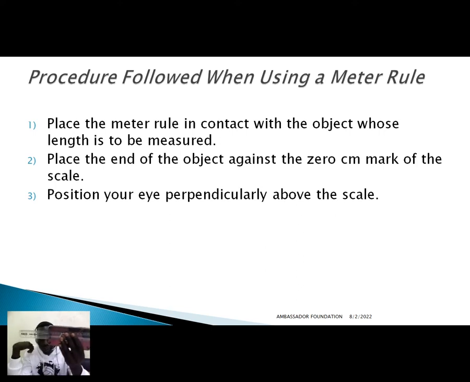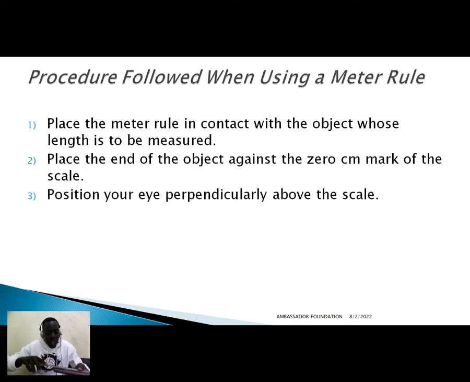The second step, place the end of the object, which is now my phone, against the 0 centimeter mark of the scale. So I will have to see where is the 0 mark that is at the end of the phone. Mali simu imeanzia hapo. That is where now the 0 centimeter mark.